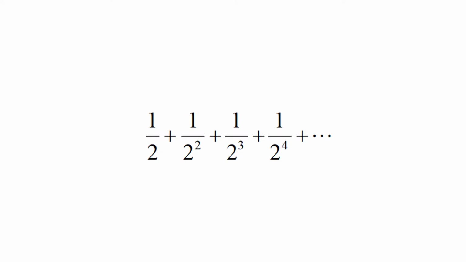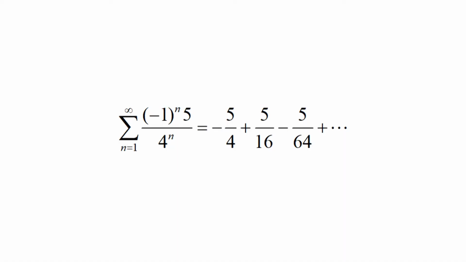This says that the distance to be covered by the runner, which is the sum of the infinite series 1 upon 2 plus 1 upon 2 square plus 1 upon 2 cube plus 1 upon 2^4 plus etc., is 1 kilometer, which we always expect.